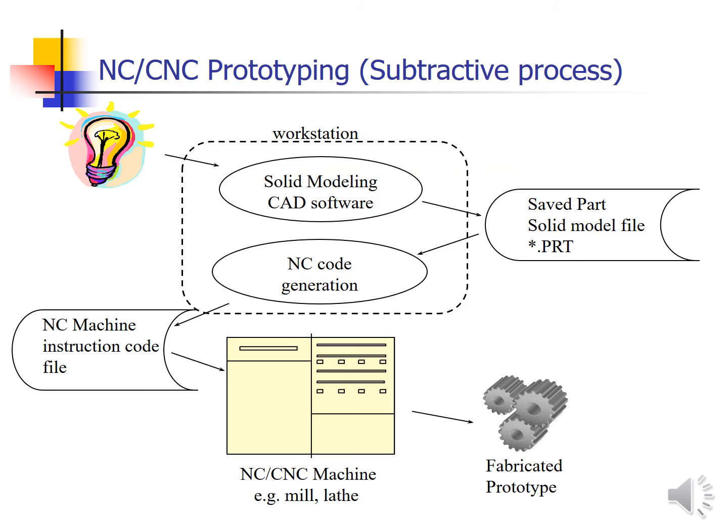I will explain about NC or CNC. From the CAD modeling, we save the solid model file, or .prt, and then convert it to NC code. The NC code is constructed into a file and then sent to the machine, and the machine runs the code. Examples are a lathe or milling machine, and we get the fabricated prototype.